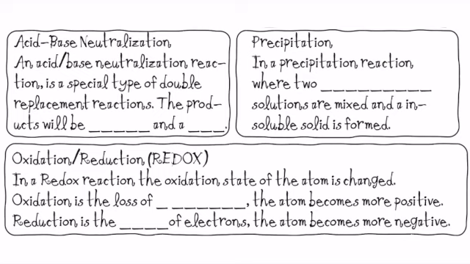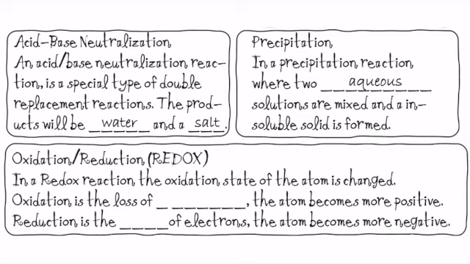Acid-base neutralization. Acid-base neutralization reactions are a special type of double replacement. The products will always be water and salt. Precipitation. In a precipitation reaction, two aqueous solutions are mixed and an insoluble solid is formed.